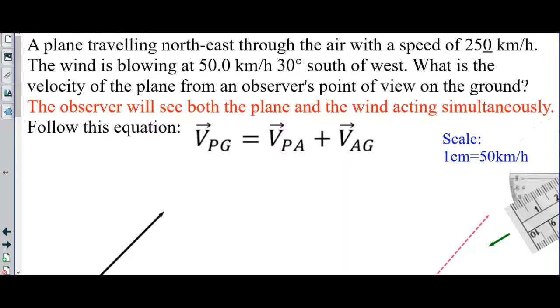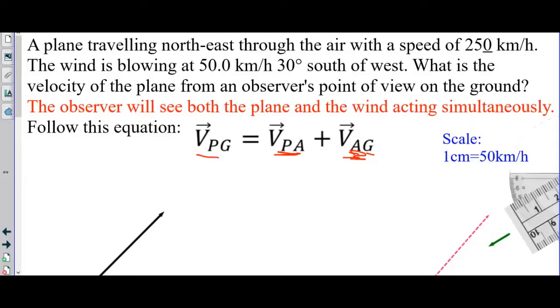So we're going to follow this basic equation. The velocity of the plane with respect to an observer on the ground should be equal to the velocity of the plane in the air, so with respect to the air, plus the velocity of the air with respect to the ground, in other words, the wind. This one is going to be the wind velocity, and this one is what the pilot is actually planning on doing. What we're going to try to find is the resultant vector.